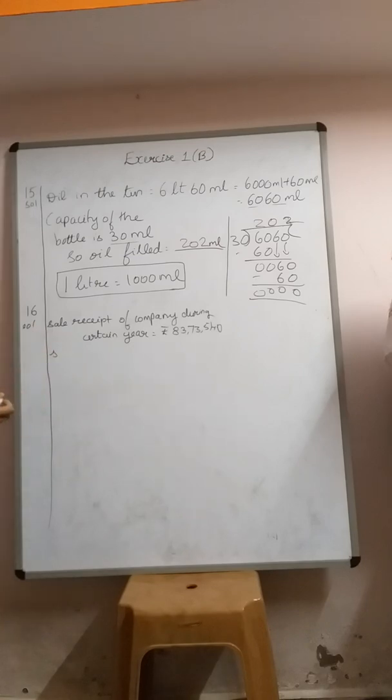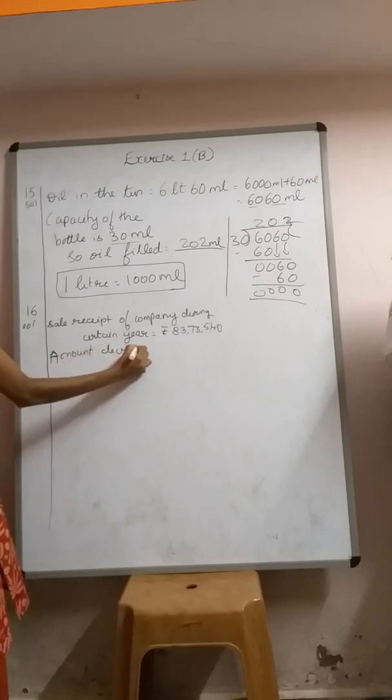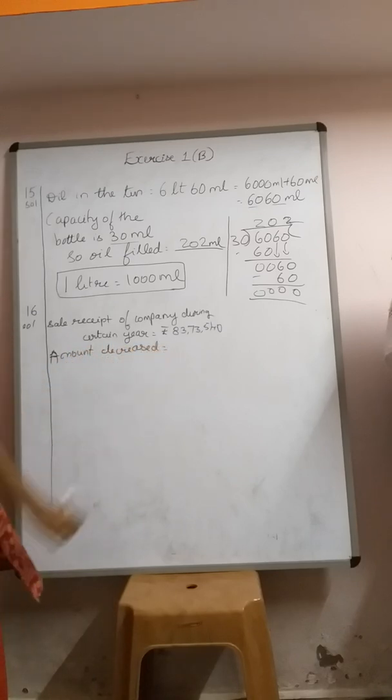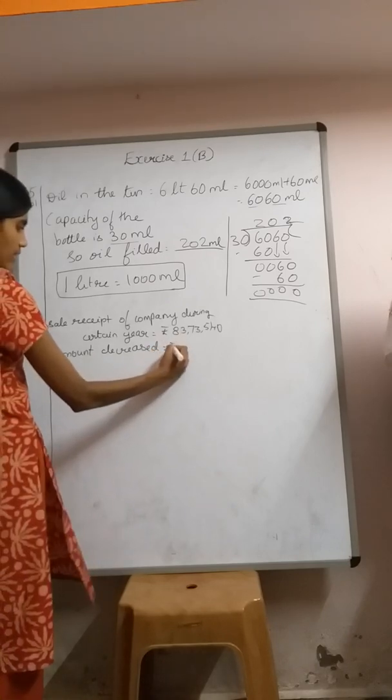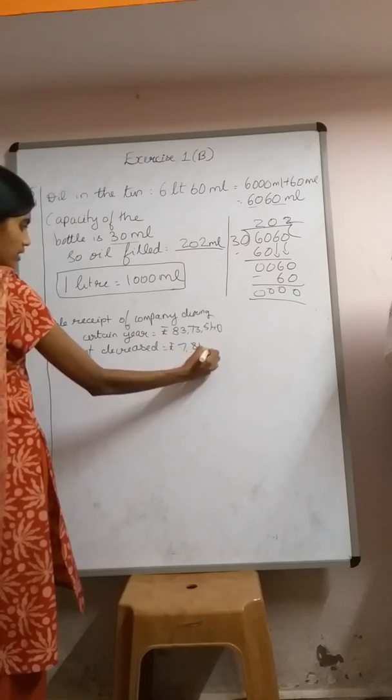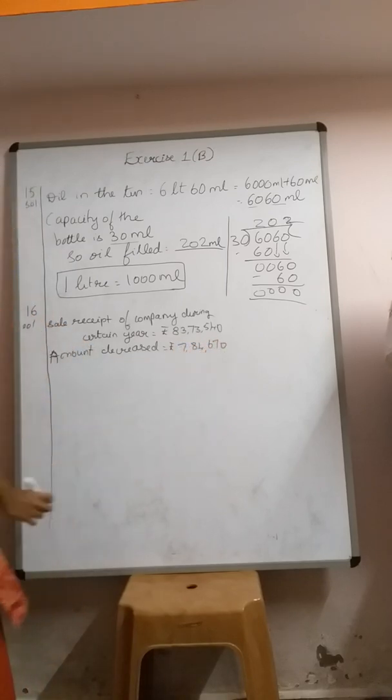Next, let us write amount decreased. So they are decreasing the amount, no? Yes. So in the following year it decreased by. So let us write amount decreased equals to how much they have given? 7 lakh 84,670. 7 lakh 84,670. Okay.